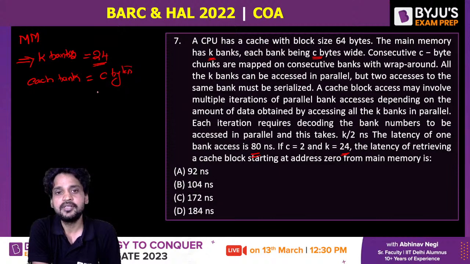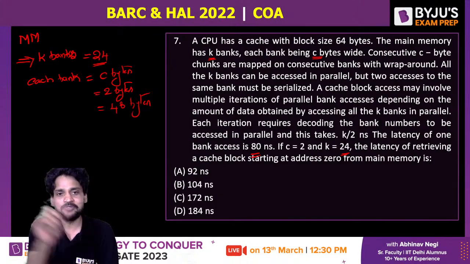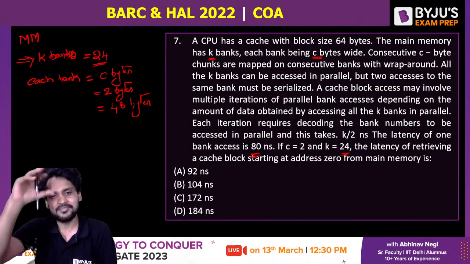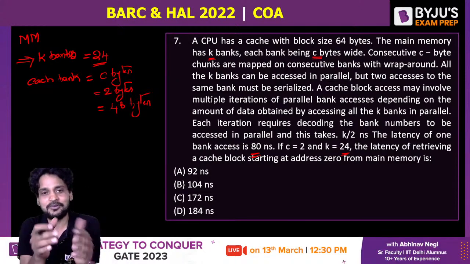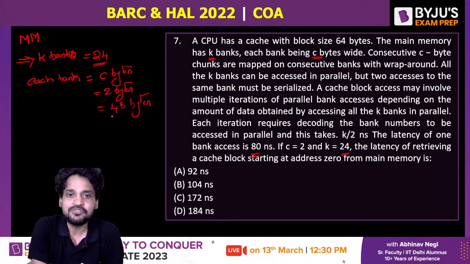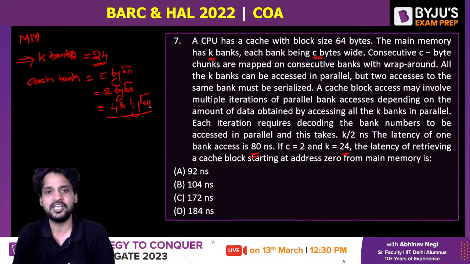What is c here? 2 bytes, right? So the total main memory is equal to 48 bytes. There are 24 locations, 24 words, each word of 2 bytes. Simple. He has given it in a tricky manner, but when we translate it to the appropriate words, we get 48 bytes. The total size of the main memory is equal to 48 bytes.